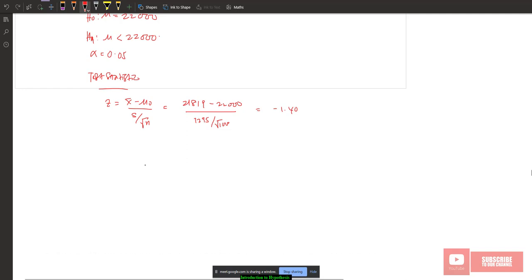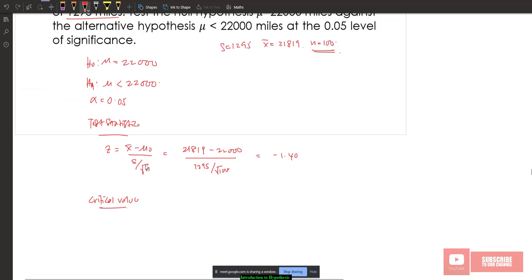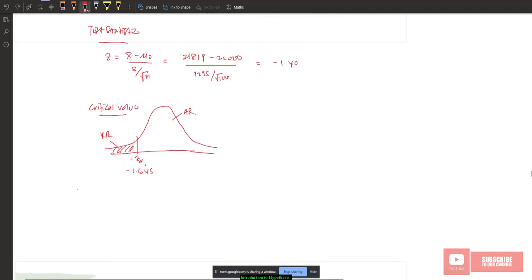The next step is we need to find the critical value. The critical value for this one is a one-sided test, only on the left-hand side. This is the rejection area, and this is the acceptance area. This is negative z alpha. Alpha is 0.05, so it should be negative 1.645.